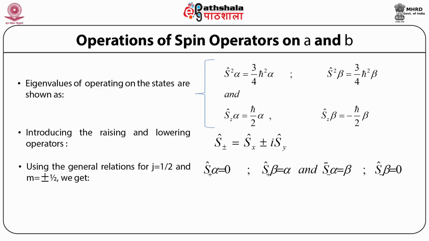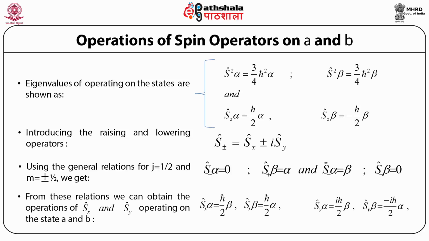Similarly, when the lowering operator, operator S minus, acts on spin up, that is acts on alpha, it returns the value beta, and when the lowering operator S minus acts on the eigenstate beta, it returns the value 0, which means that when the lowering operator acts on spin up, it gives us spin down eigenstate, and when the lowering operator acts on spin down eigenstate, it returns the value 0.